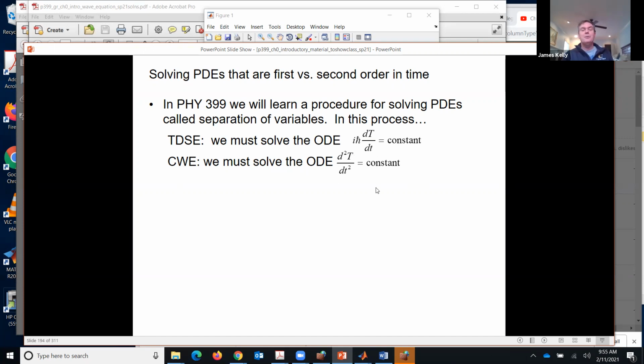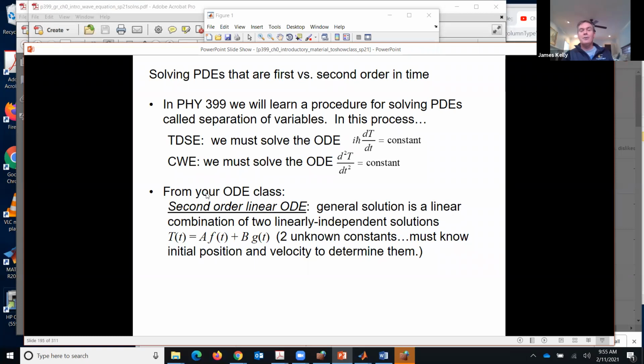Okay, what do we know about first order ODEs and second order ODEs? Just quoting from your memory from Math 360, whatever it is. If you have a second order linear ODE, the general solution is a linear combination of two linearly independent solutions, right? And you had specific techniques for finding these in general, homogeneous solutions and particular solutions. But I'm hoping you remember this. You have a second order ODE, the general solution is a linear combination of two linearly independent solutions.